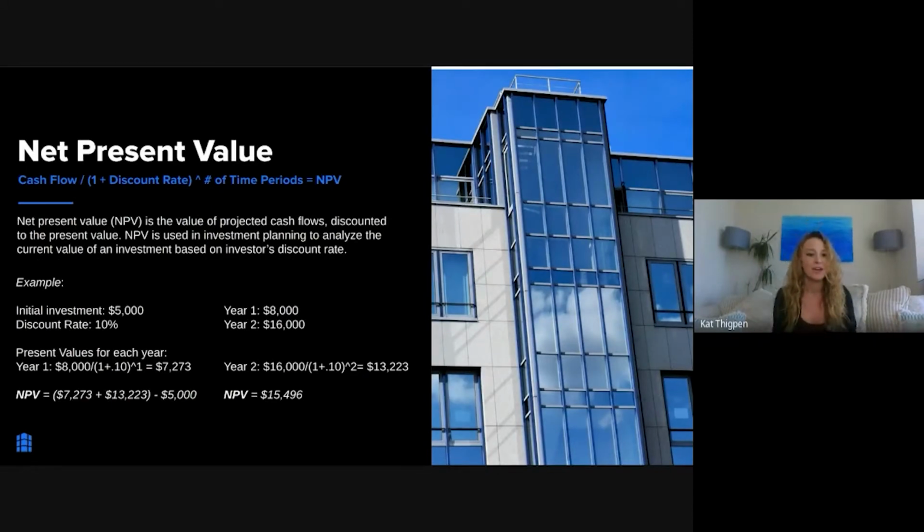So net present value, the basic calculation is the cash flow of the property divided by 1 plus the discount rate to the number of time periods. Net present value, basically, is the value of projected cash flows discounted to the present value. NPV is used in investment planning to analyze the current value of an investment based on an investor's discount rate.